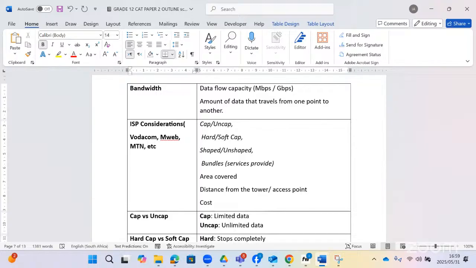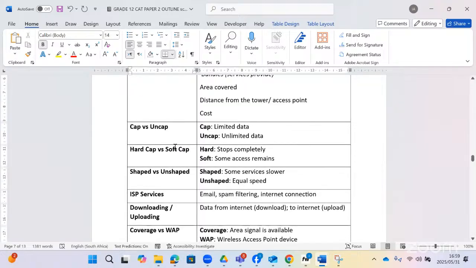So there are so many ISPs, and the notes that I shared, you get more information there. You must know what is capped and what is uncapped. When you say capped, it is limited data. Capped is limited data over a period of time. And then uncapped is, mostly over 1 month, unlimited data.